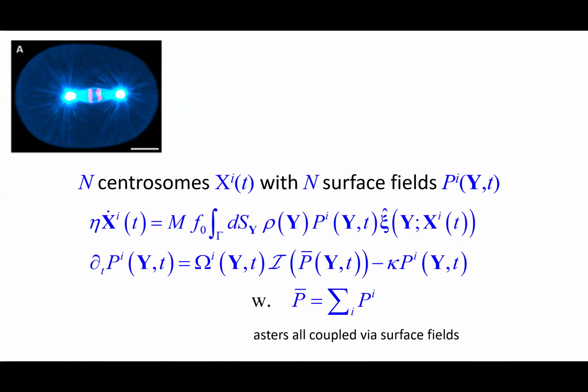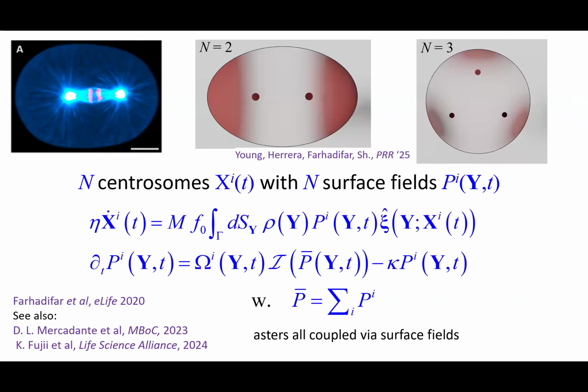So this is what the multi-centrosome model looks like. I have a position for each. I have a probability for each. And then in this equation where I ask what's the proportion available, I have to sum over the whole population to say what's available. That's the only way in this model they interact. And that's enough to do lots of things.